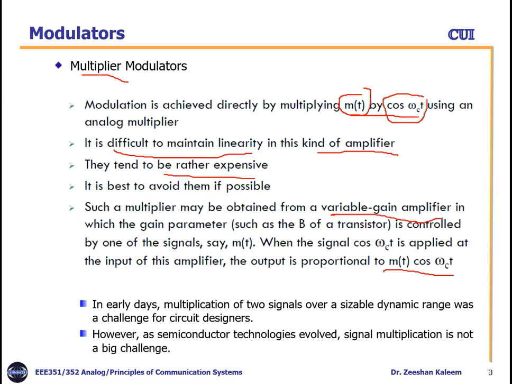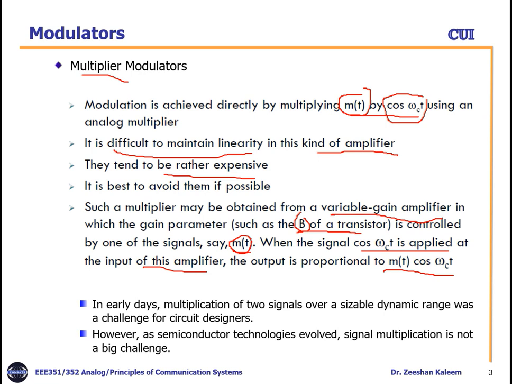You studied this in detail in the electronics course. How does a variable gain amplifier work? The gain parameter, for example the gain beta of a transistor, is controlled by one of the signals. In this case, we have the message signal. So the gain of the transistor is controlled by our message signal. In this way, when the signal cos omega_c t is applied at the input of this amplifier, the output is proportional to m(t) cos omega_c t. So by using a variable gain amplifier, we generated the modulated signal.